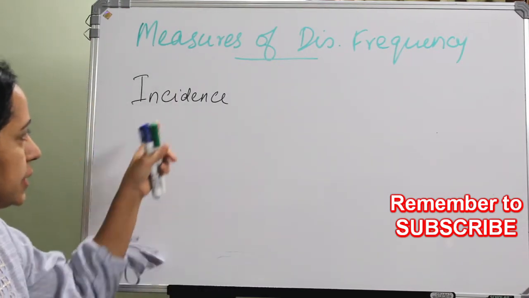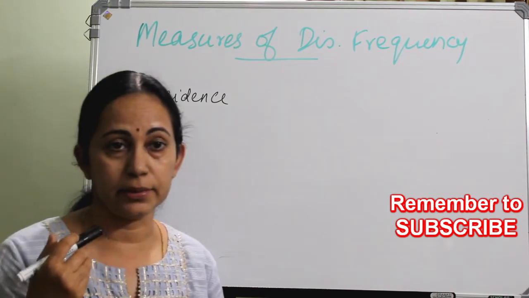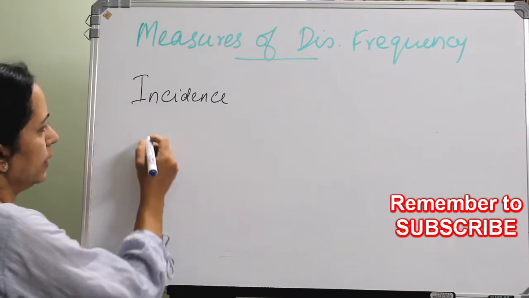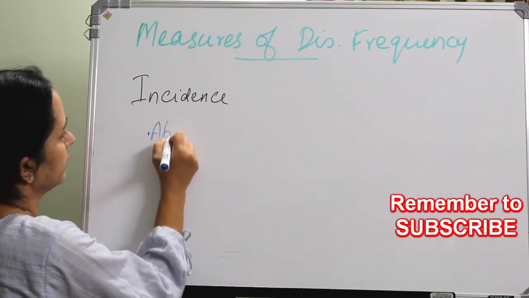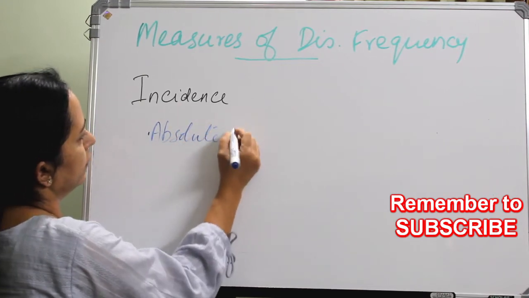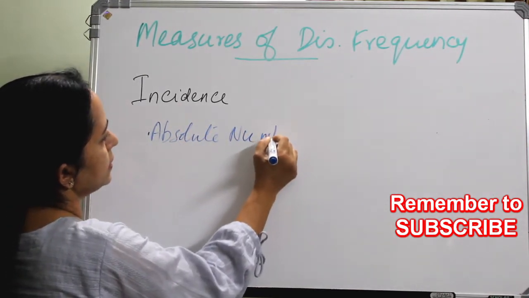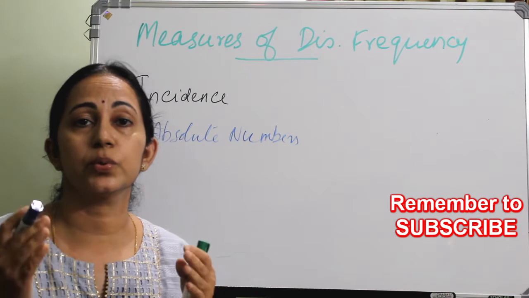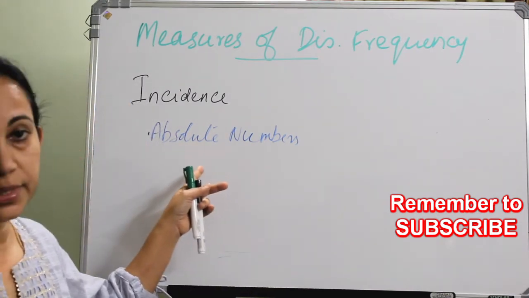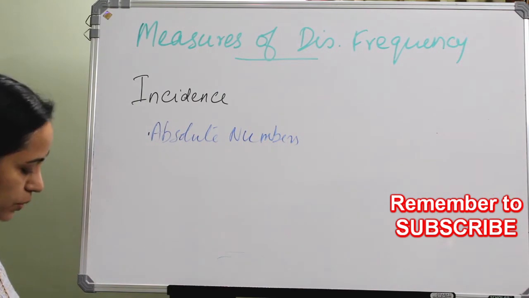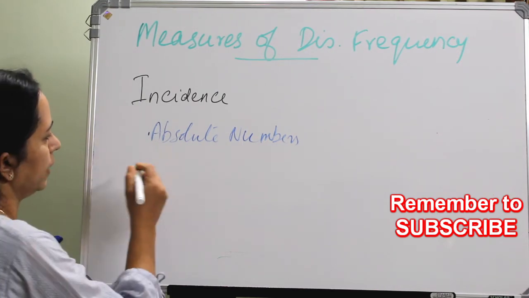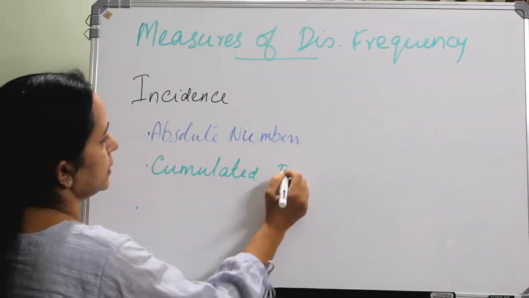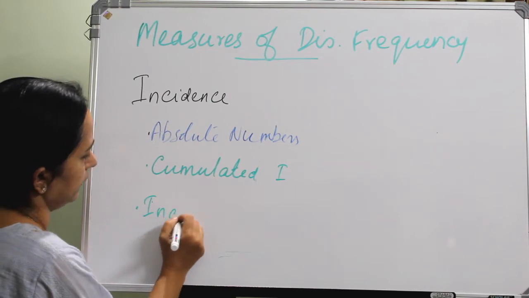This incidence can be expressed in three ways. You can express it in absolute numbers, that is, when the number of cases is very small, for very rare diseases and also in a very small population, we can express it as absolute numbers. And also as cumulative incidence and incidence density.